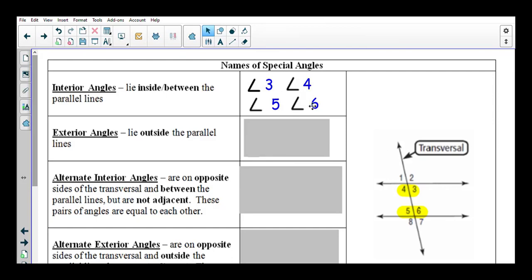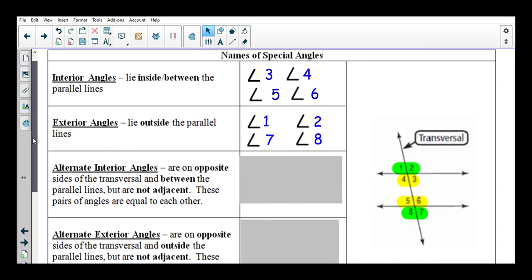Exterior angles are angles that lie outside the parallel lines. Exterior means outside. So that's going to be these green highlighted angles here. They're outside the parallel lines. So it'll be 1, 2, 7, and 8. Make sure you're using the angle symbol too. We want to get used to using that symbol. So angle 1, angle 2, angle 7, angle 8. You can just separate them with a comma. I just listed them in that box.